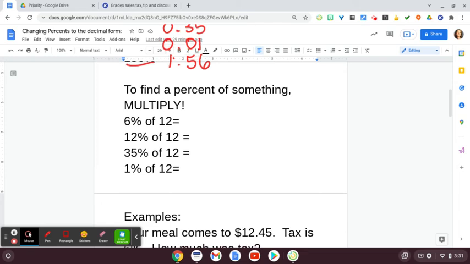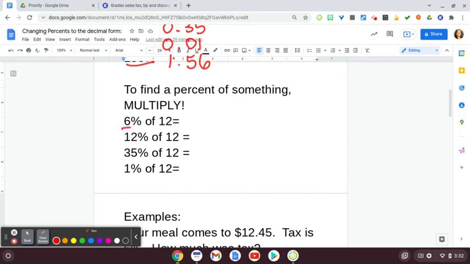When we find a percent of something, you multiply. So if you wanted to find out what 6% of 12 is, you can take a quick little calculator, or you can just multiply it by its decimal equivalent and figure it out. On your iReady, you're not going to have a calculator. So it's really important that you do know how to multiply this out.